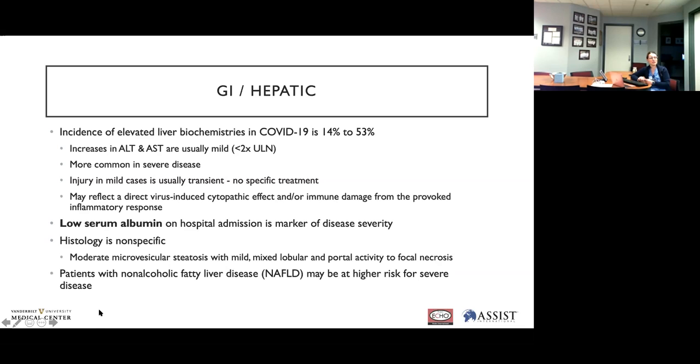If you routinely measure serum albumin, this could be a marker of disease severity specifically for COVID-19 patients. Liver biopsies in these patients have shown very non-specific findings, and it's probably not necessary to pursue a liver biopsy in these patients. If you have a patient with pre-existing liver disease, they're at higher risk of having severe COVID-19 infection. Go ahead and advance that slide.